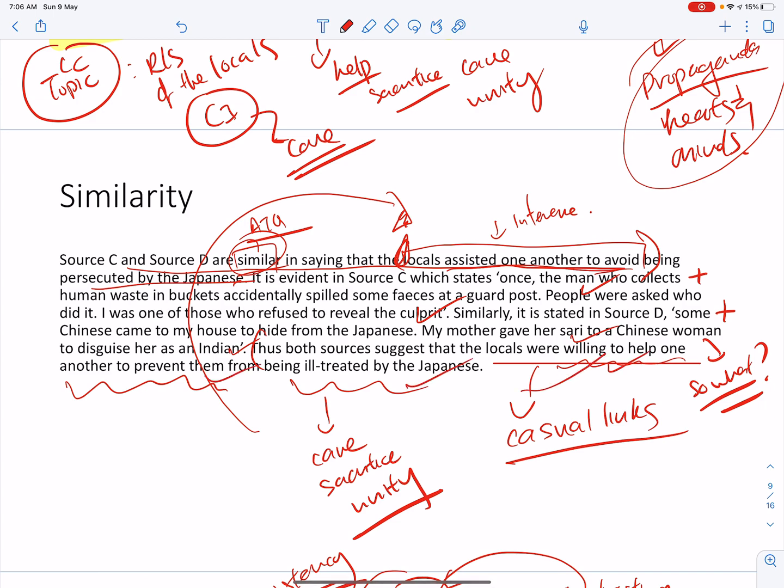and therefore it links back to my common criteria and common inferences that in terms of the relationship of the people, they cared for one another. It was one of care. It was one where they assisted one another to avoid being persecuted by the Japanese.